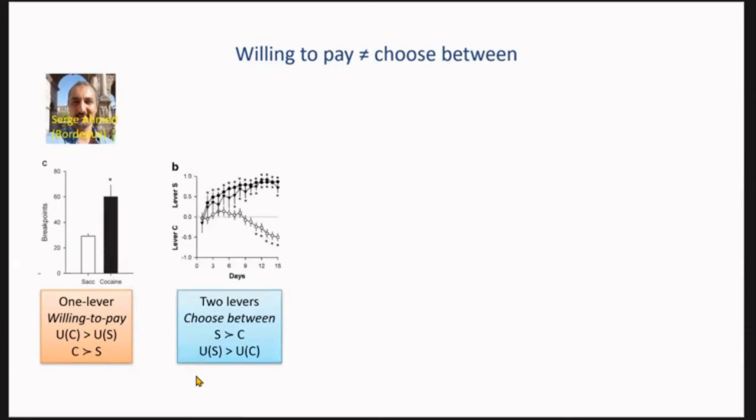They can then take these same rats, put them into a two-lever choice, where one lever gets you saccharin, the other gets you cocaine. And now rats actually choose the saccharin lever over the cocaine lever. So saccharin is preferred to cocaine, and we can infer that the utility of saccharin is greater than the utility of cocaine, and we have a problem, right? We have a preference reversal.